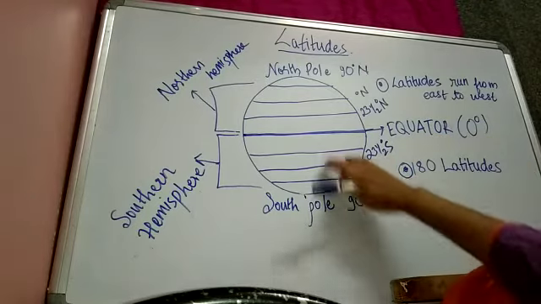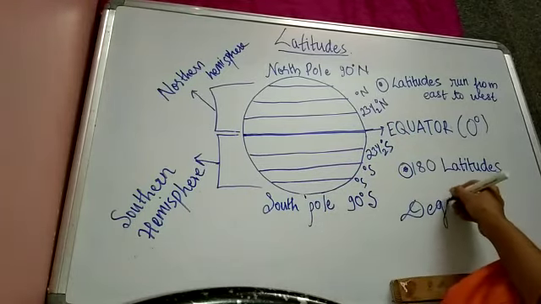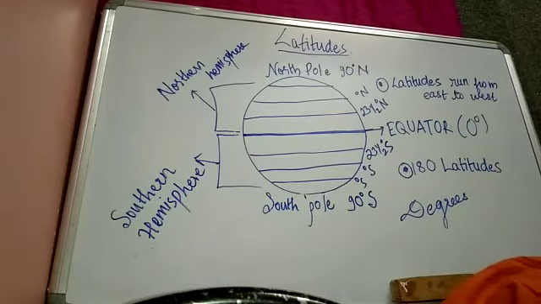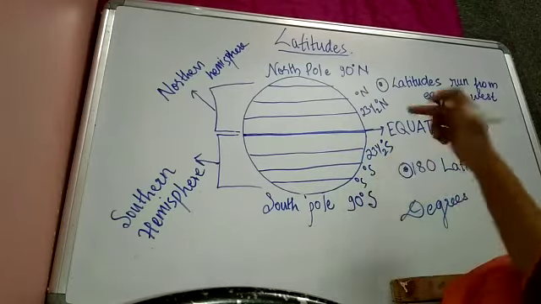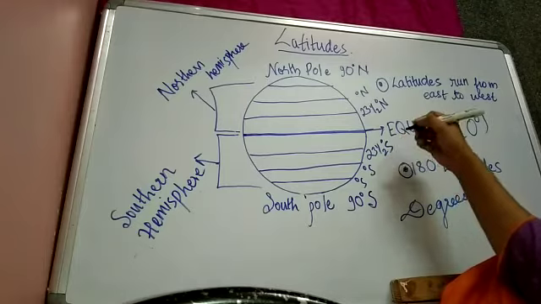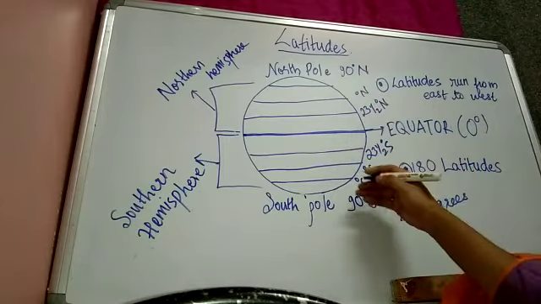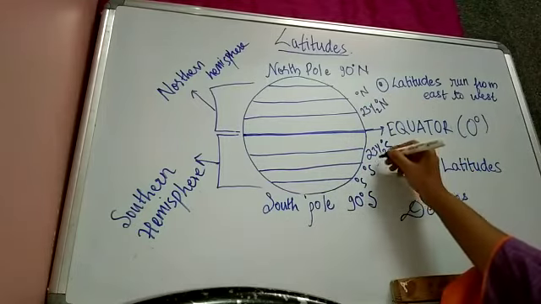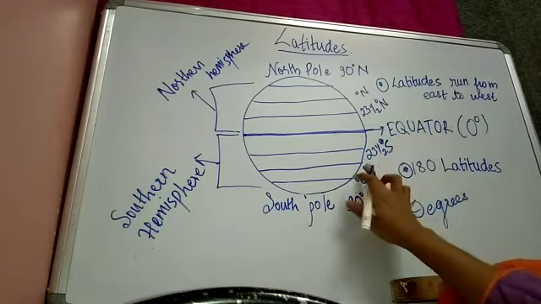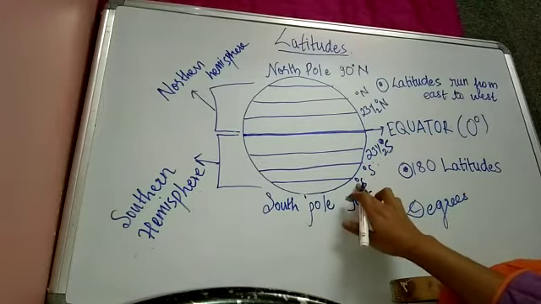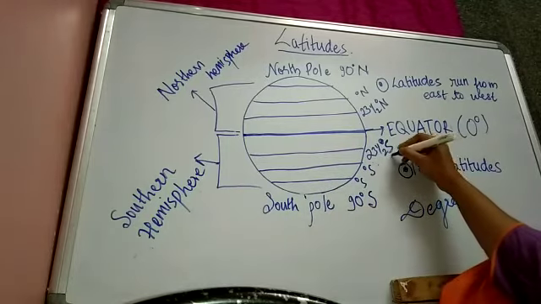First let me tell you, the latitudes are measured in the form of degrees. How are they measured? They are measured in degrees. Suppose this is a latitude whose value is 23.5 degree south. Whenever we write the value of a latitude, we write it in degrees. If the latitude comes below the equator, in the southern hemisphere, it is named 23.5 degree south. All the latitudes which come in the southern hemisphere are written with degree south.